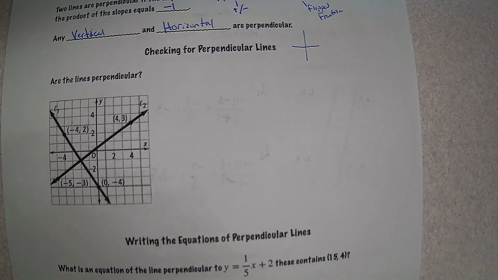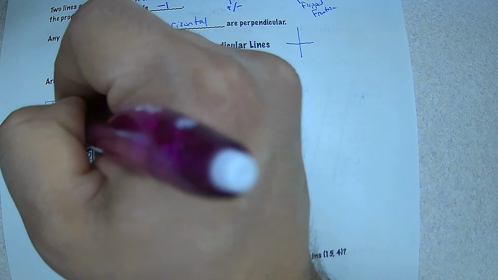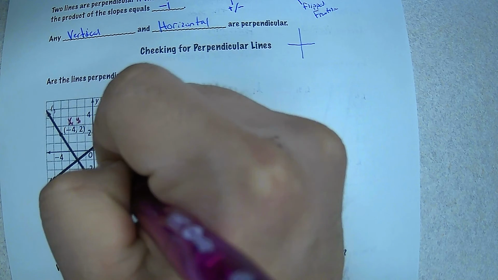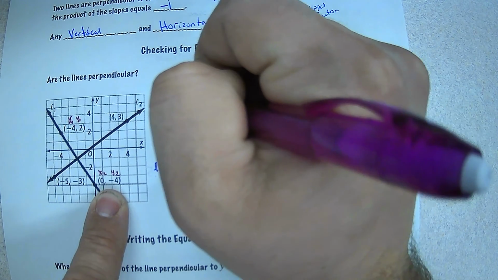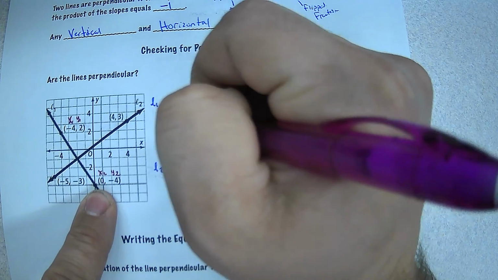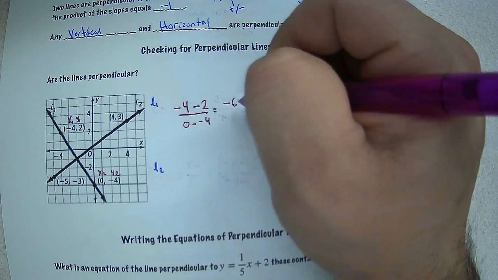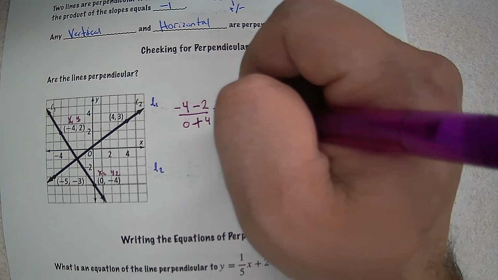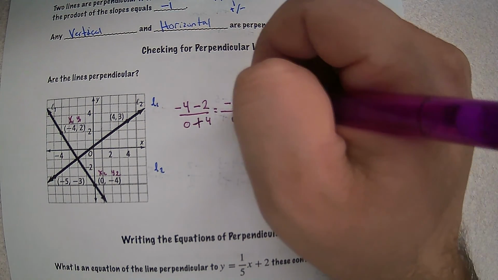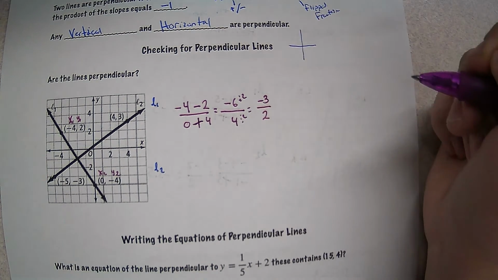So we have line 1 and line 2 again. Line 1 is right here. We're going to label x1, y1, x2, y2. y2 is -4 minus y1, which is 2. x2 is 0 minus x1, which is -1. -4 minus 2 is -6 over 0 minus -1. Remember, that becomes a plus. 0 plus 1 is 1. I can actually simplify that by dividing the top and the bottom by 2, and we get -3 over 2. And we can leave that as a fraction.